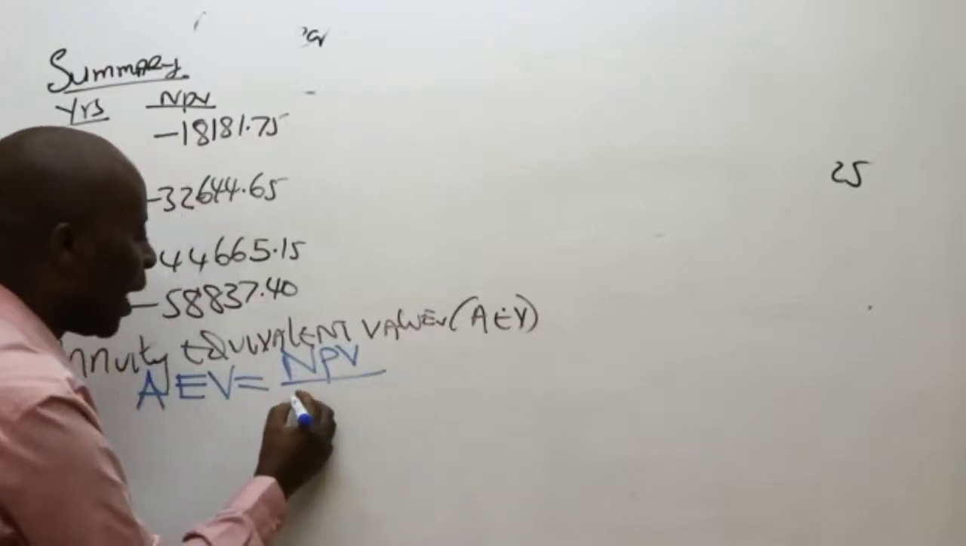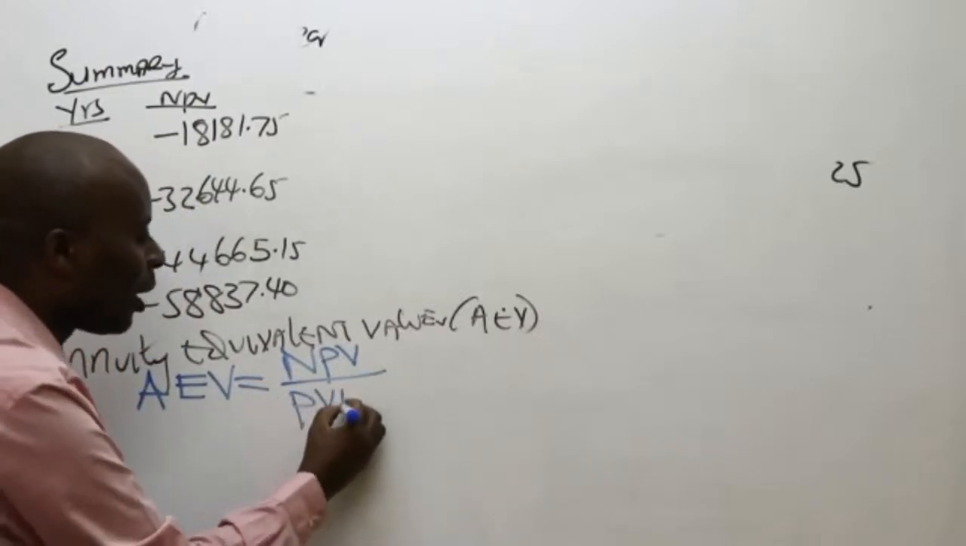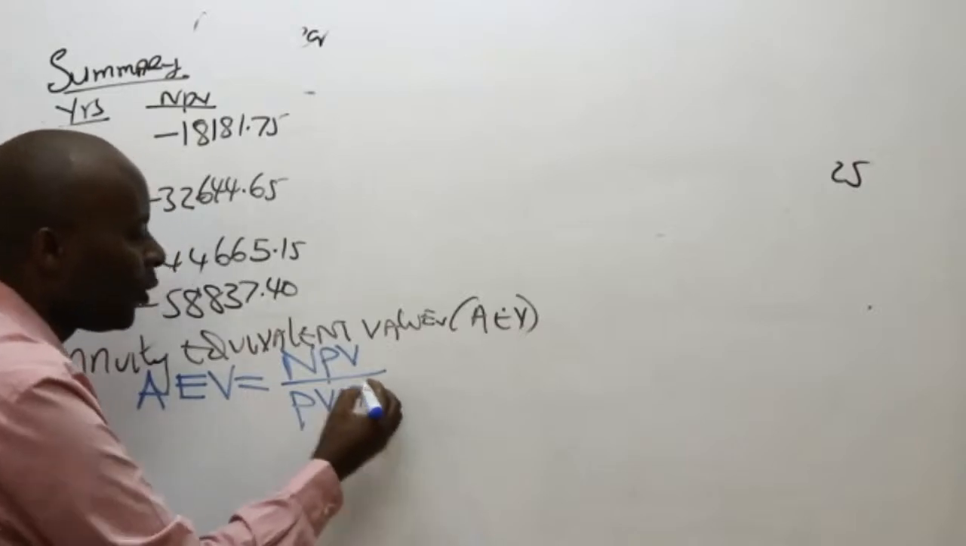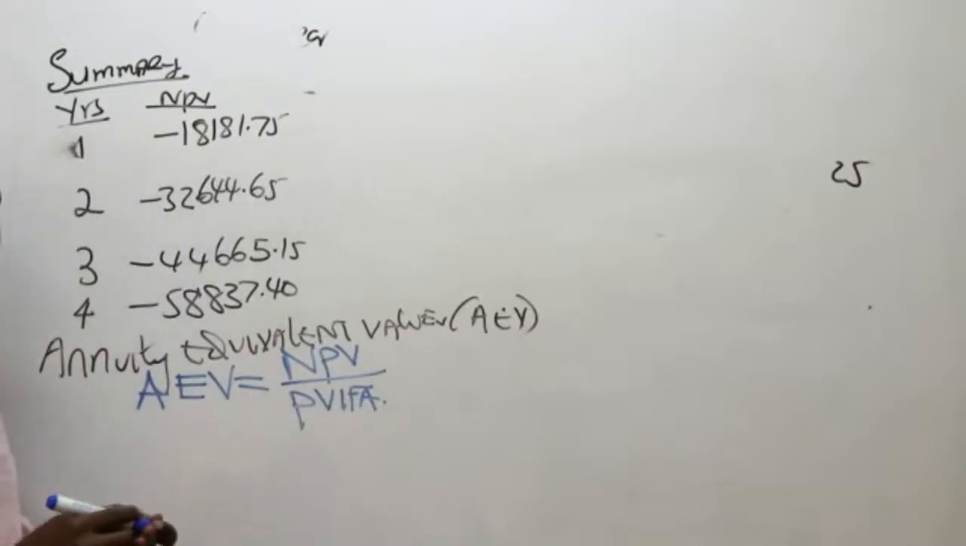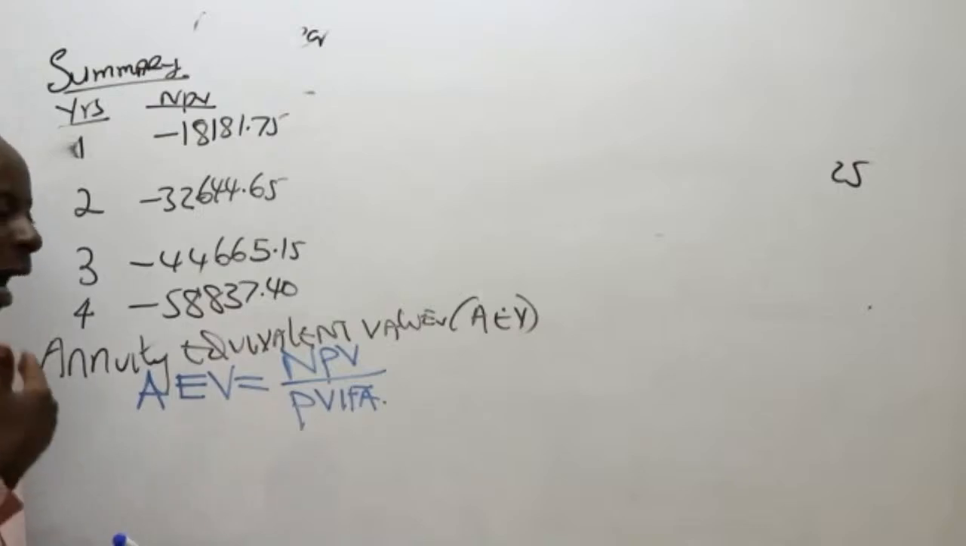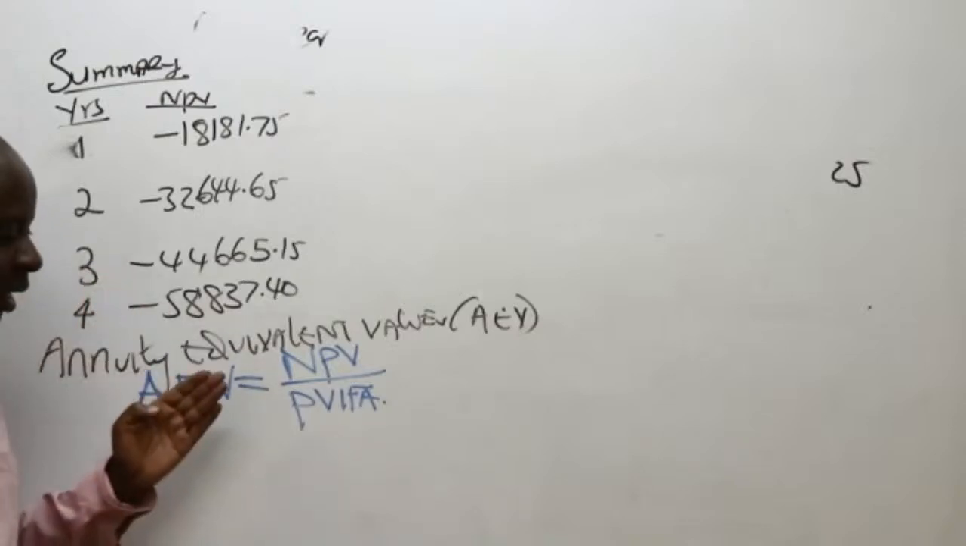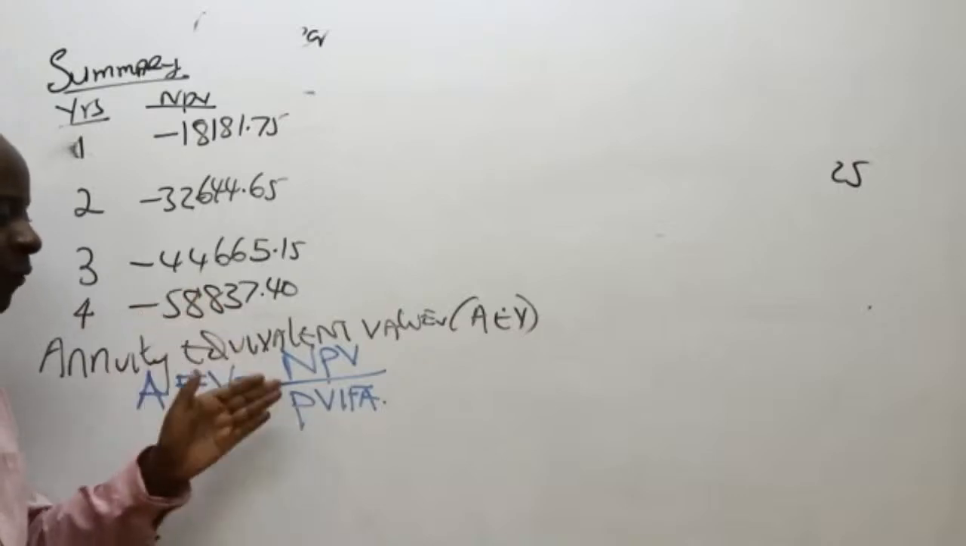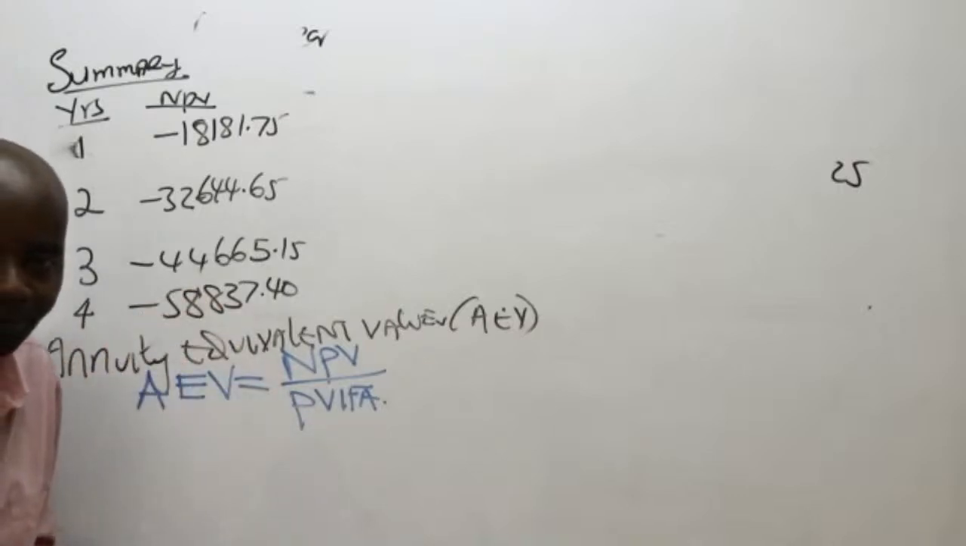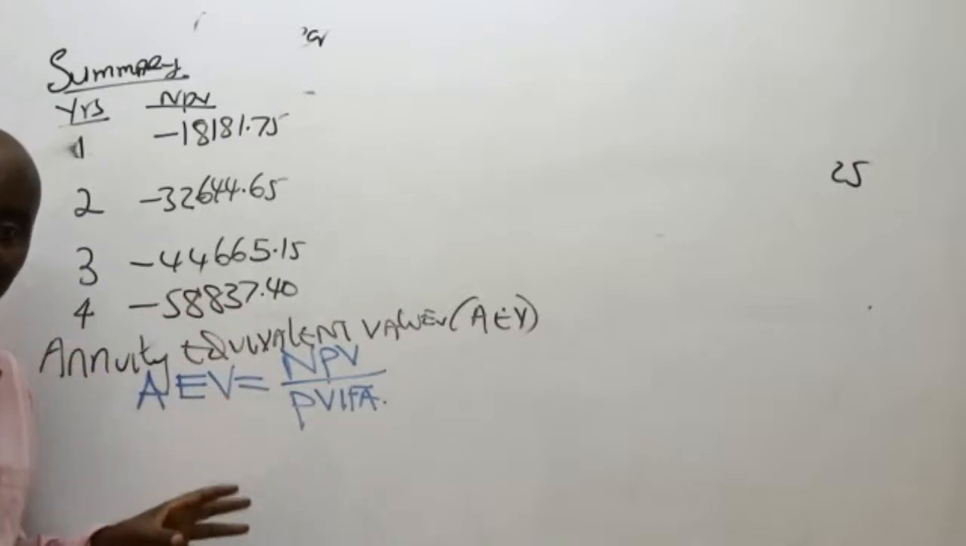divide this by the famous PV factor. So how do we get the annuity equivalent value? We'll take the NPV divided by the PV factor, like that. It's a formula that you must cram.